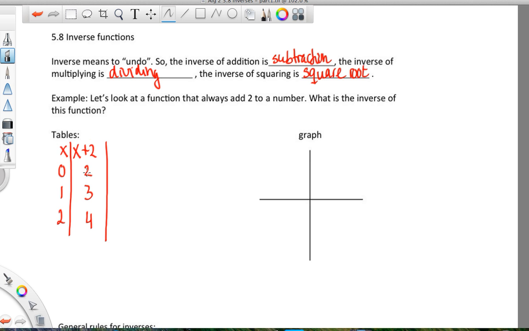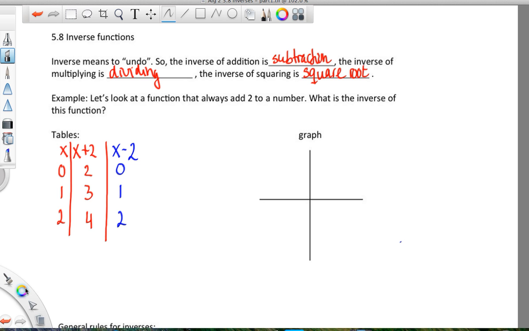So now let's take these and use them as our new x values, and plug those into the inverse, which would always subtract 2. At 2, 2 minus 2 you would be at 0. At 3 minus 2 you'd be back at 1. And at 4 minus 2 you'd be back at 2.